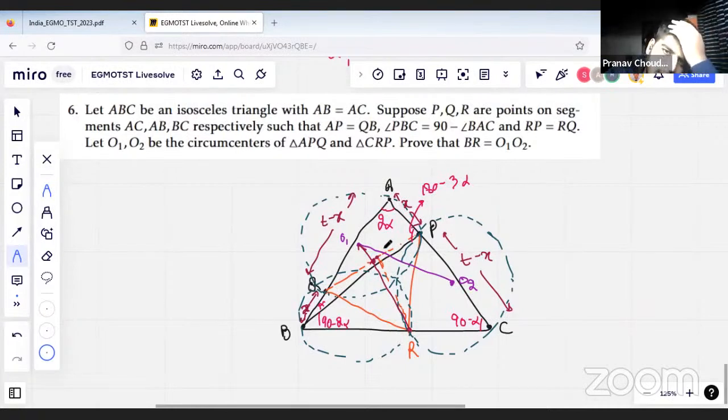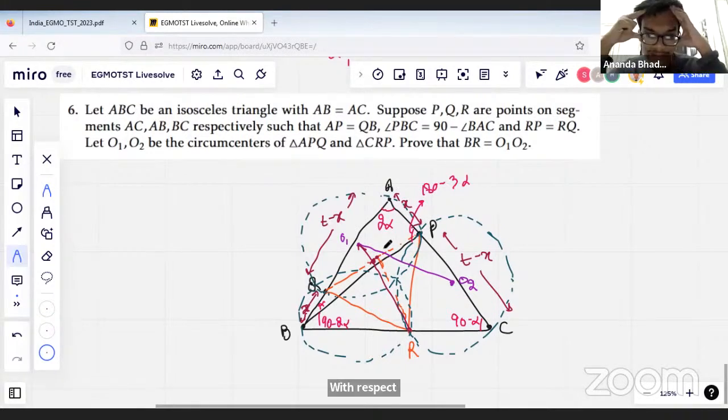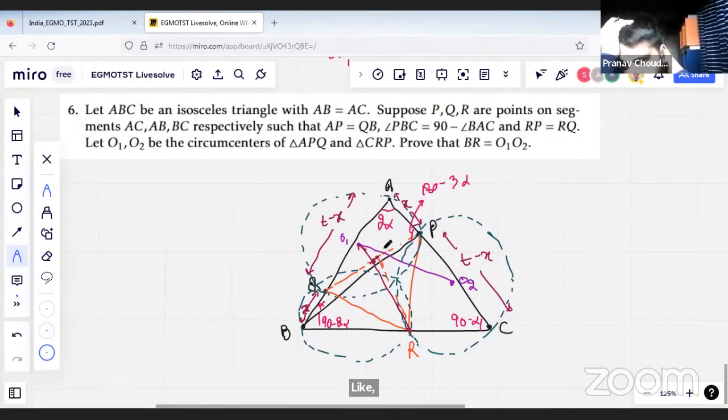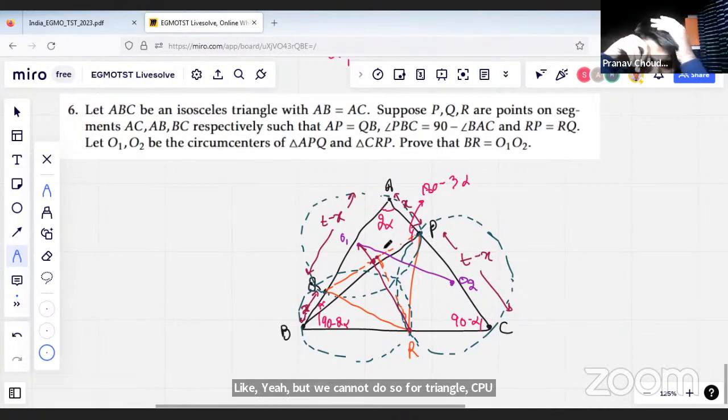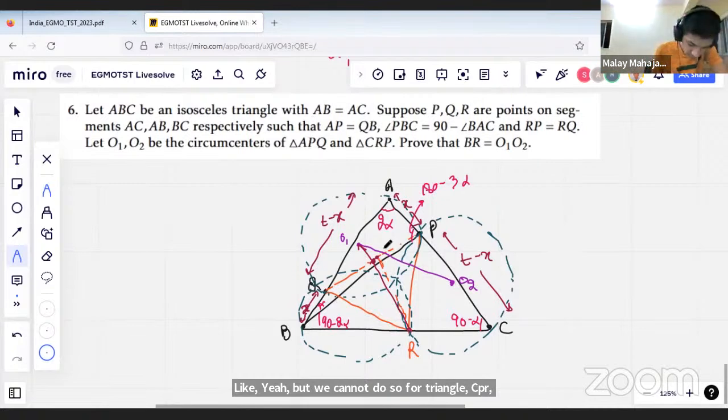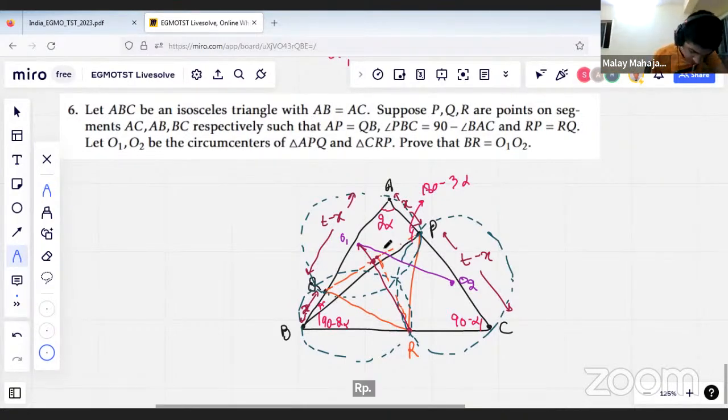We can find the angles in the triangle APQ with respect to O1 also, right? Yeah. But we cannot do so for triangle CPR because we do not have angle CPR or CRP. Or do we? Yes.